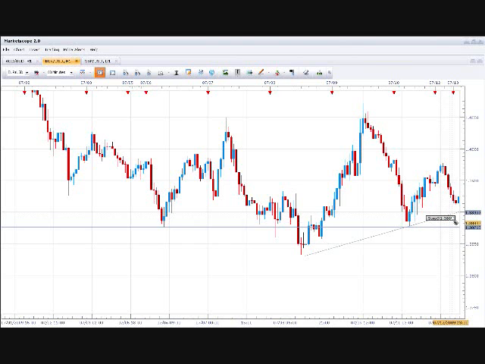Now, of course, this is not an ideal setup because this is less than 30 pips. This is from 899 to 876, so that's about 20 plus pips. But for this particular case, I'm just going to say, okay, let's go for that.